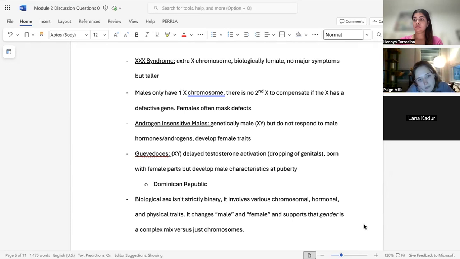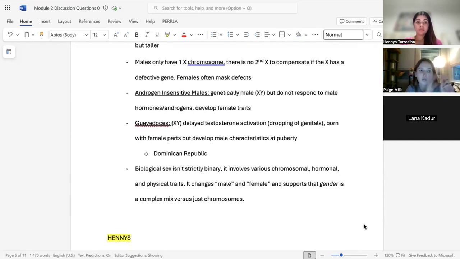It challenges simply referring to people as male and female, and supports that gender is more complex than that, that it has more of a complex mix than just the chromosomes. Has a lot of like societal, cultural, whatever effects. So, yep.